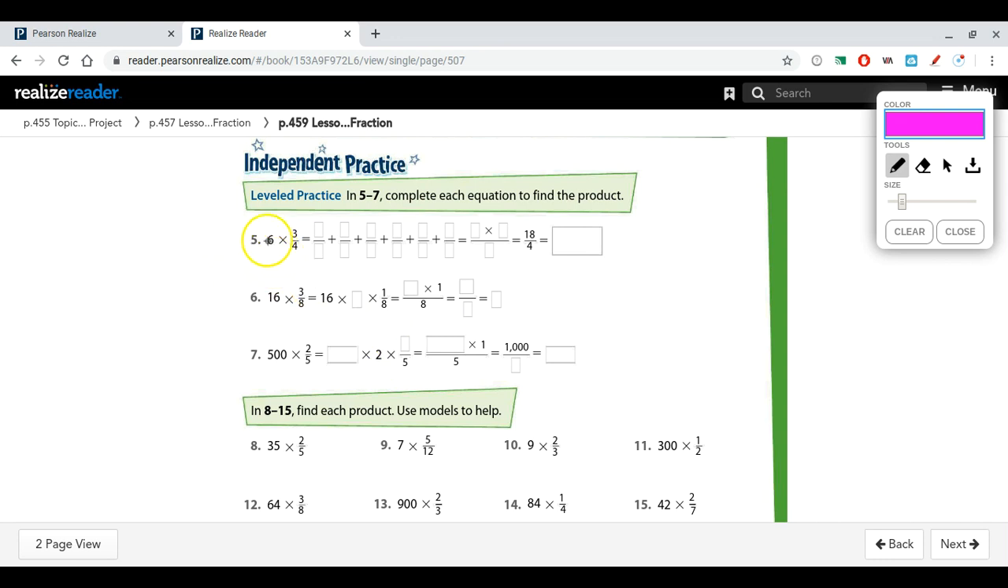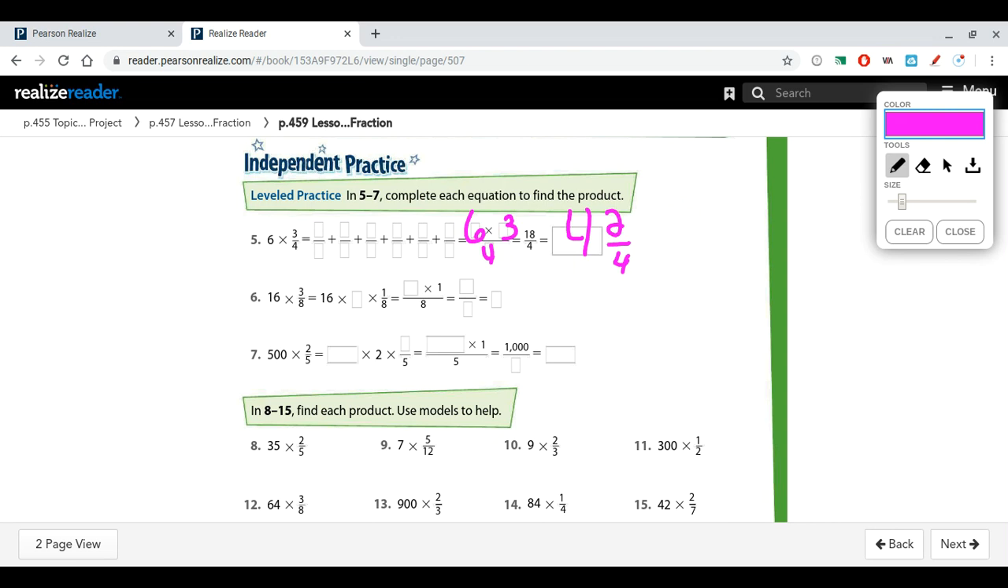So if I take a look here, I have 6 times 3/4. What I'm going to do is I'm going to go ahead and fill out this one. So I'm going to do 6 times 3, and I'm going to divide that over 4. Well, 6 times 3 is going to be 18. 18 divided by 4. So 4 goes into 18 how many times? So we're converting this into a mixed number. So 4 goes into 18 4 times with 2 left over.